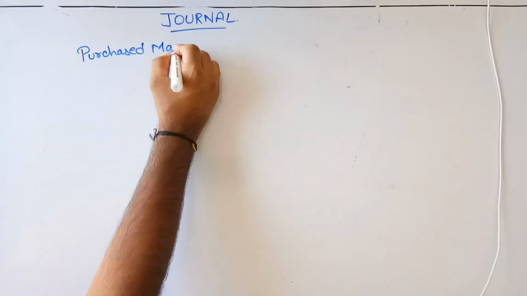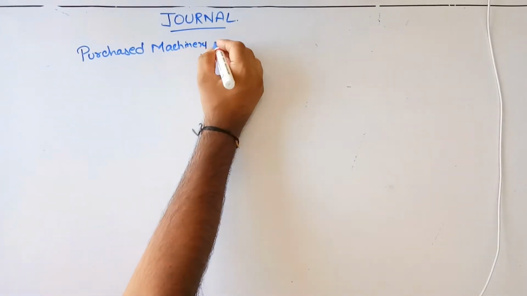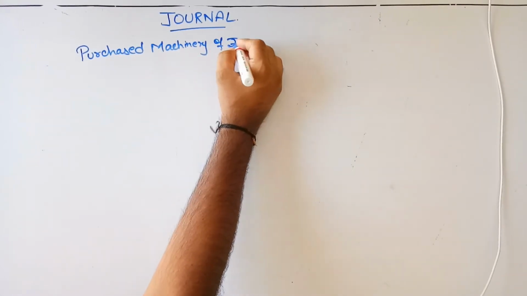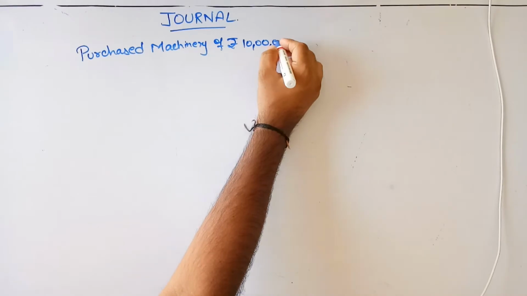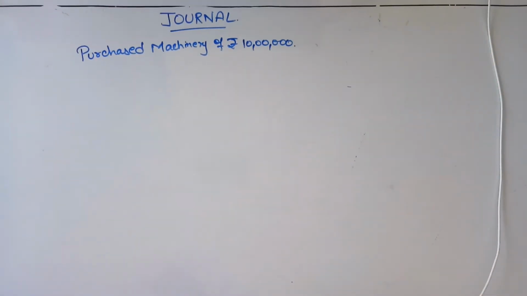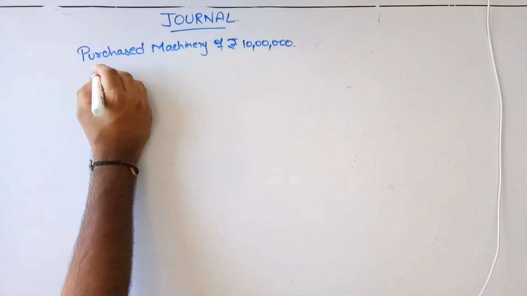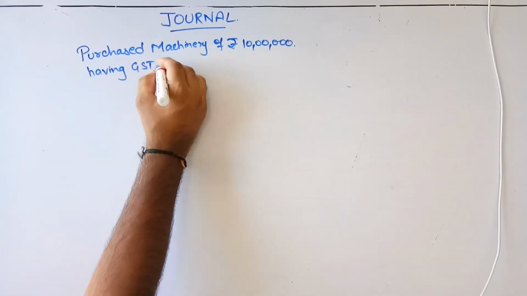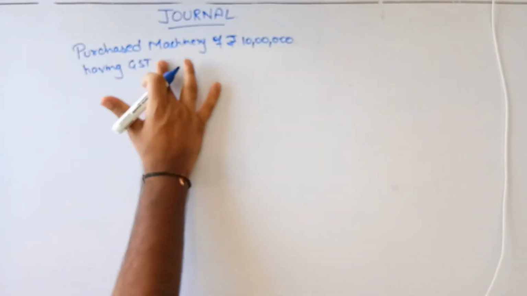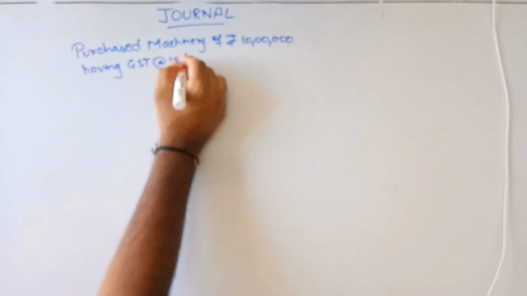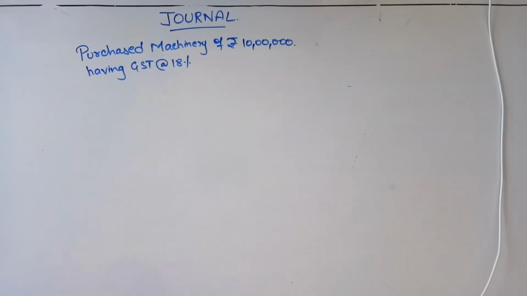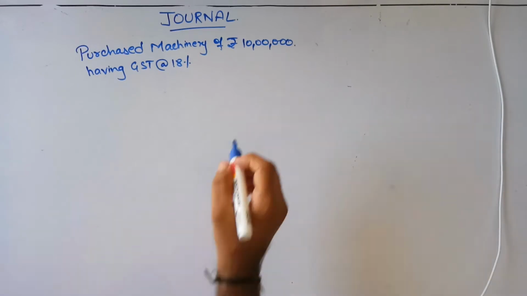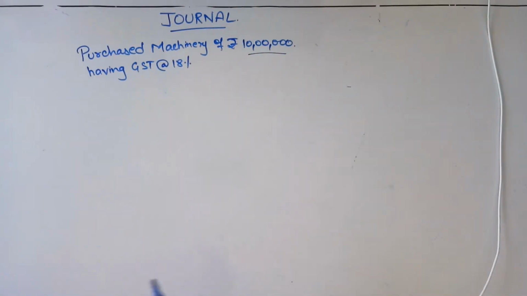purchased machinery of rupees 10 lakhs. Now if I'm purchasing machinery of rupees 10 lakhs and it is having a GST at the rate of 18%, what will you do in such cases? Firstly understand one thing: this value which will be given to you is excluding GST. You need to calculate GST on this amount.